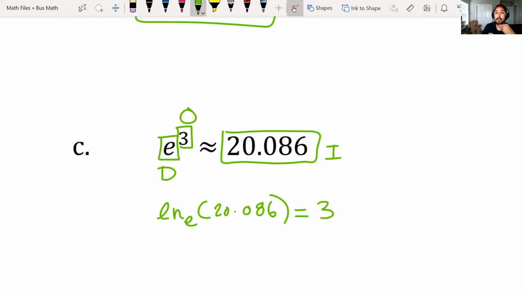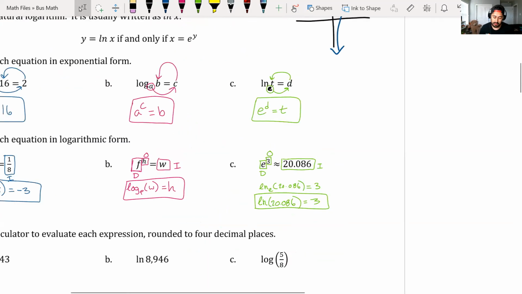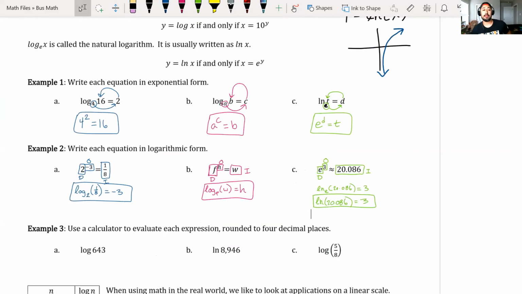3. Now, since we know the base of the natural log is always e, we can just rewrite our answer as the natural log of 20.086 equal to 3. There you go. That's it. That's log to exponential, exponential to logarithm.